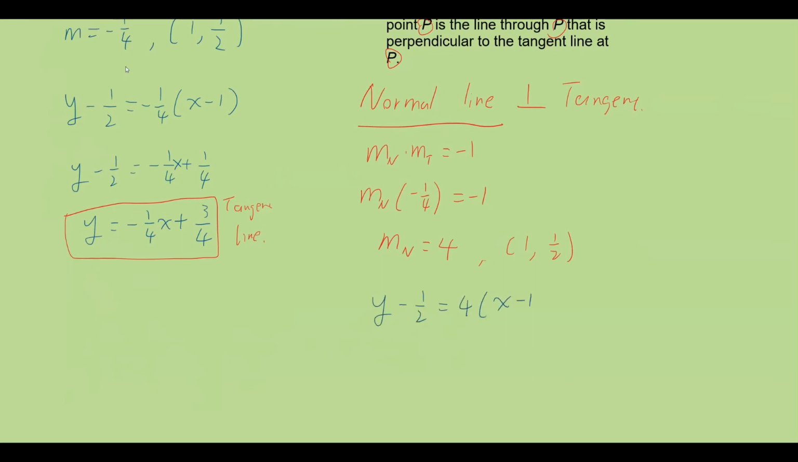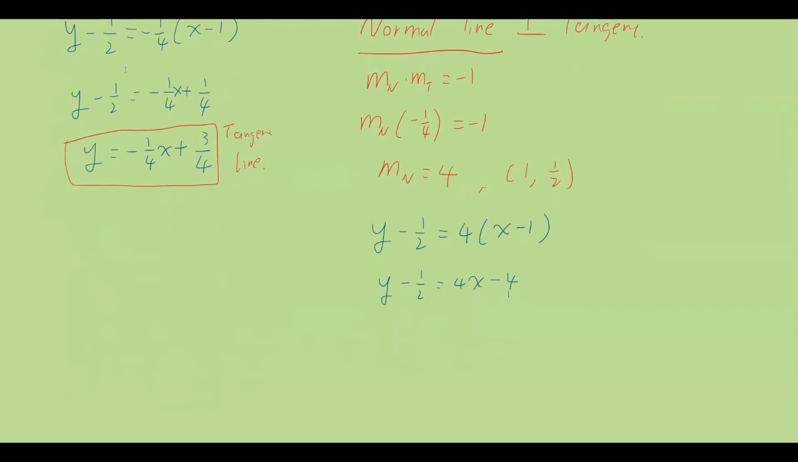times (x minus 1), which is y minus 1/2 is equal to 4x minus 4, and we add the 1/2 to the right hand side. We have y is equal to 4x minus 7/2. Okay, and that's the normal line of the curve at the point P.